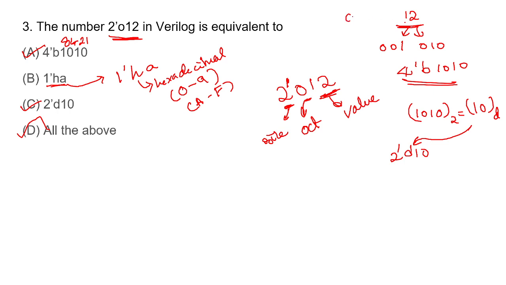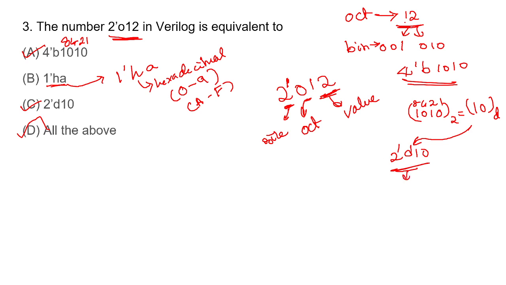In octal it is 12. When we convert it to binary, we will have 001 010. So we can represent it with 4 bits, 4'b1010. So A is the correct option. And if we convert this binary to decimal, we will obtain 10, because it's 8 4 2 1, 8 plus 2 is 10. So option C is correct.